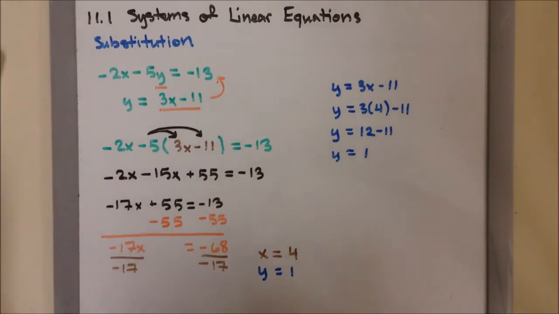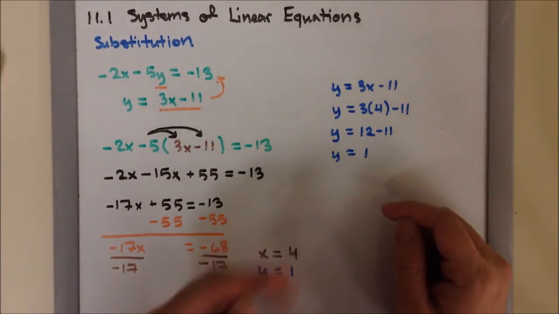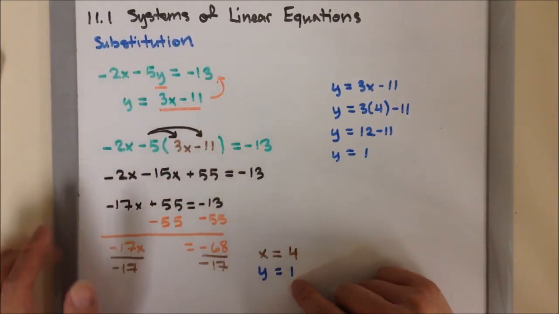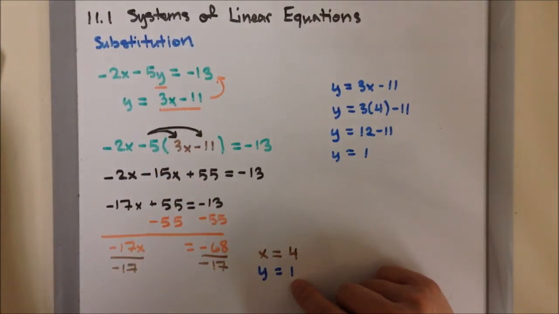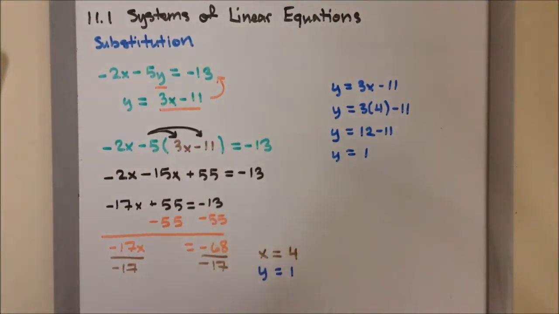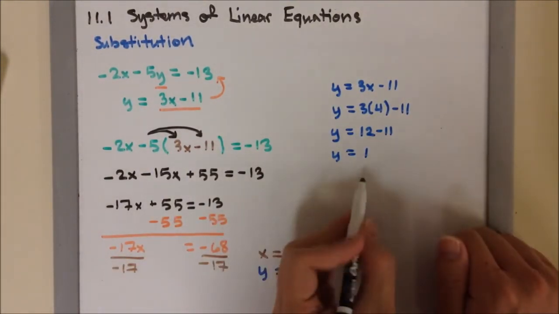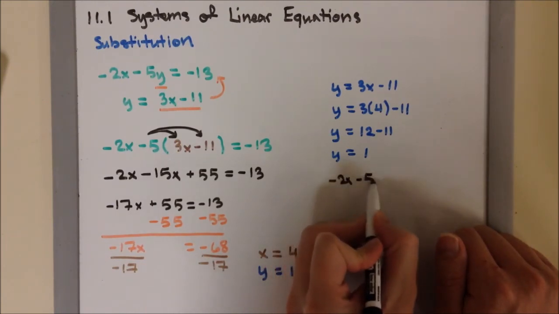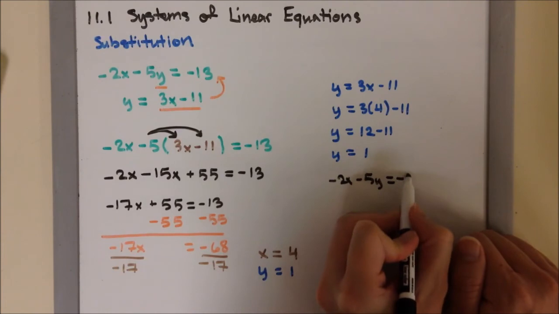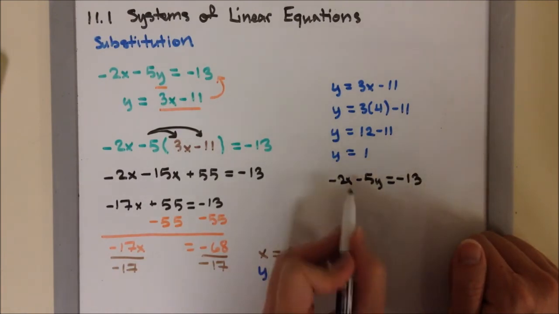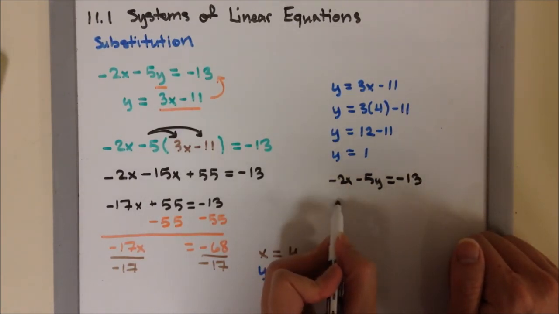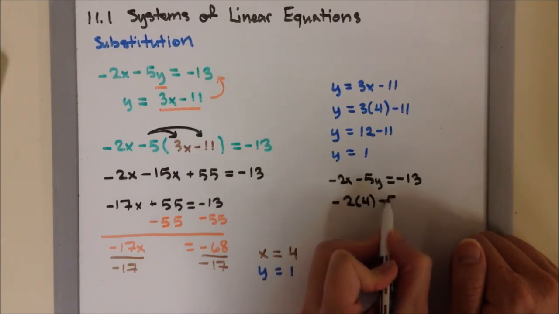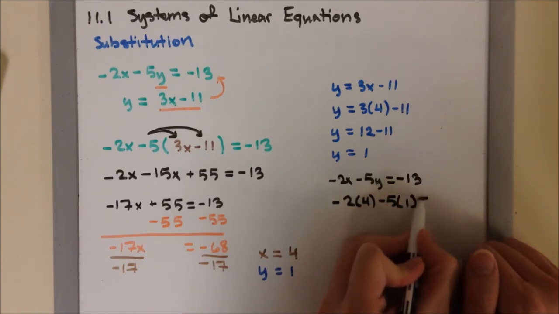Now, how do you know that your answer is correct? Well, if I plug in 4 for x and 1 for y, the equation will be true. Let's try out the first equation. So I'm going to have negative 2x minus 5y equal to negative 13. So I'm going to plug in 4 for x and then 1 for y. So negative 2 times 4 minus 5 times 1 equal to negative 13.